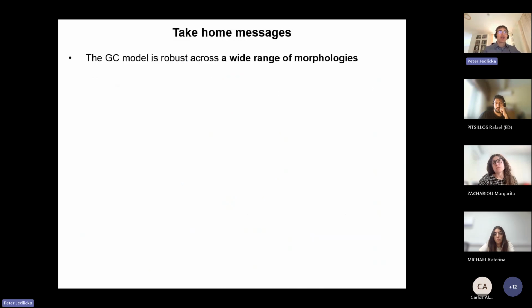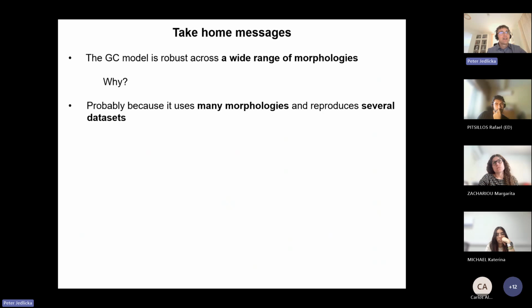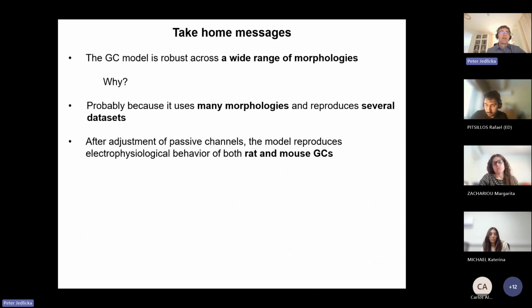Okay, so let me summarize. So this was one example for a morphologically robust granule cell model, because it can replicate electrophysiology across a wide range of morphologies. So why was the model robust? We don't know exactly, because I think there are still open questions. But I think one important point was that we used many morphologies for tuning, and we tried to reproduce more than one data set. And I think this constrains the model better and makes it more robust.